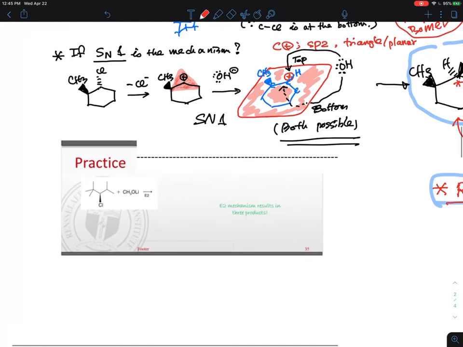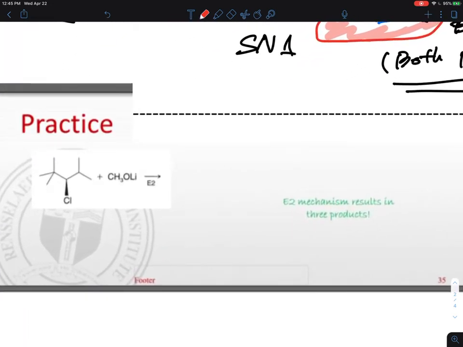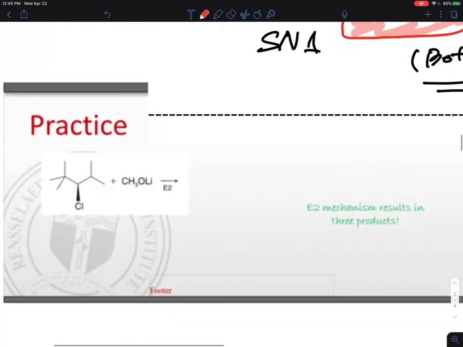And I will talk to you about the second practice problem. This is also from Dr. Mas's, and it is actually worth thinking about. So this is the one for E2, and then he said three products. E2 means elimination. This compound here, CH3 oxygen, forms the anion and lithium plus.